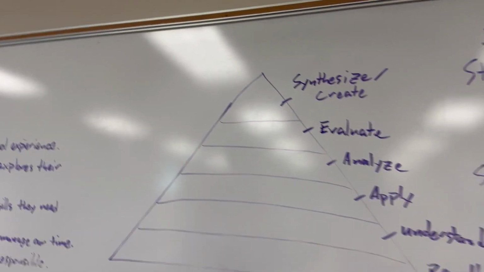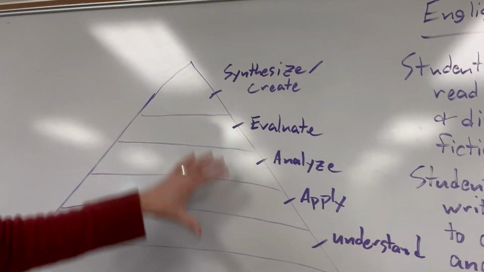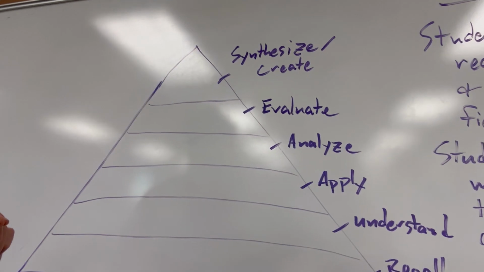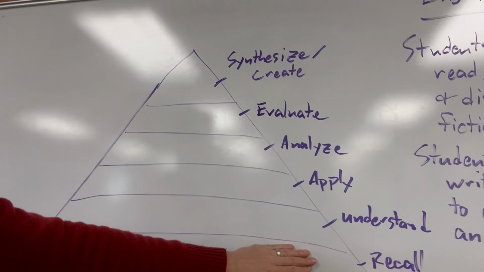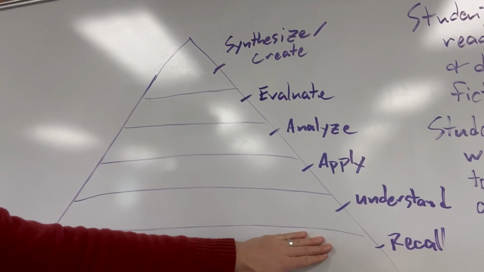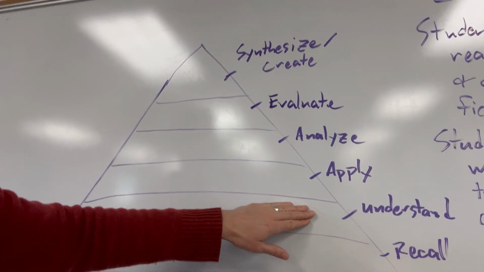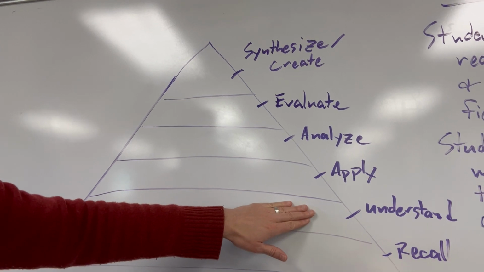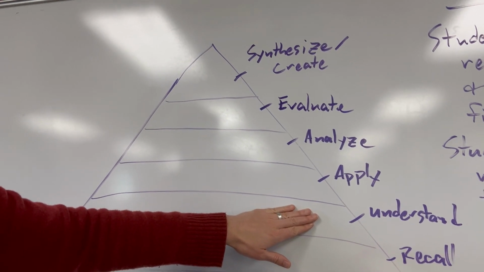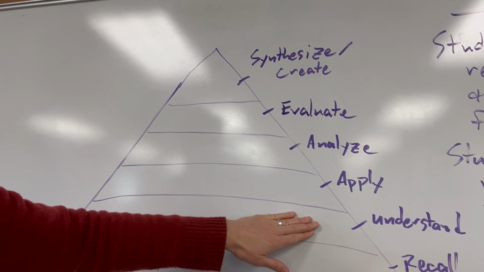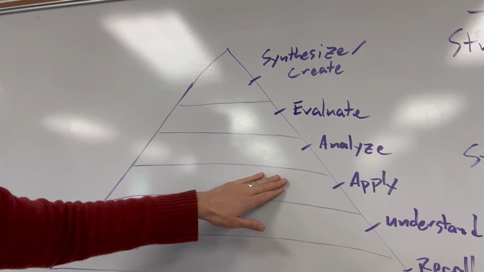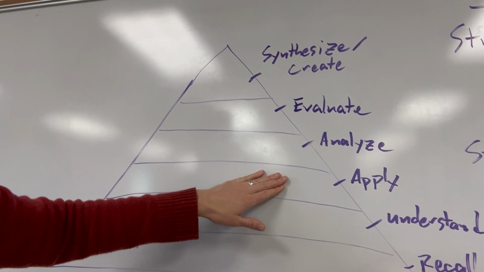A few definitions really fast because these words frequently are alien to our students, and I'm afraid that a lot of them are alien to a lot of teachers. Recall just means at a basic level you can remember what you read. Above that, you can not only recall what you read, but you can understand what you read and perhaps explain it to someone else, maybe paraphrase it. Apply means that you can take what you read and apply it to your own life. You can put it into use.